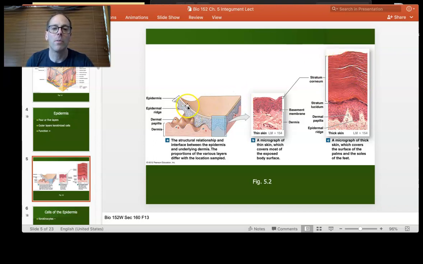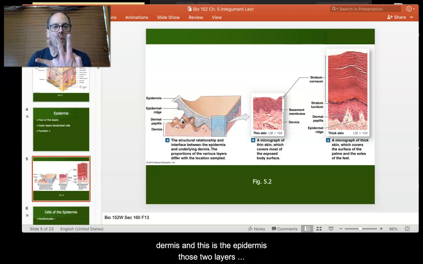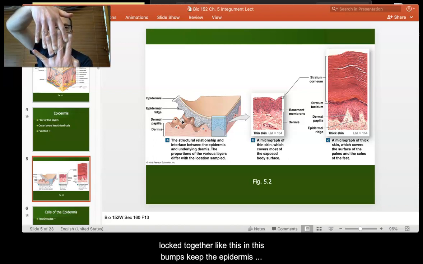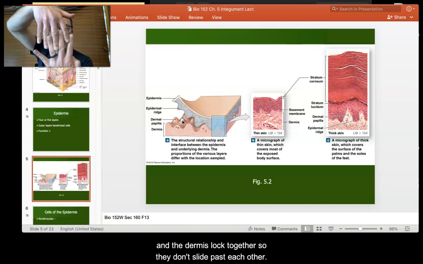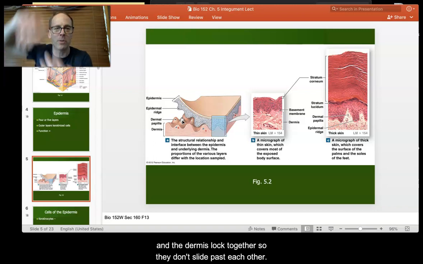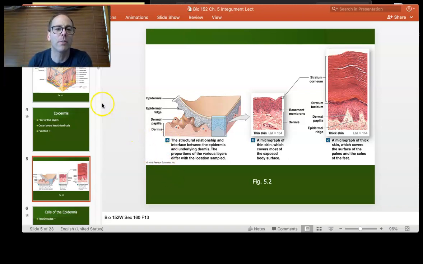Now, the epidermis and the dermis, those two layers are actually held together by this bumpy region. So at the top of the dermis, you have this region called the papillary region. And what happens is this. So if this is the dermis and this is the epidermis, those two layers lock together like this, and those bumps keep the epidermis and the dermis locked together so they don't slide past each other.